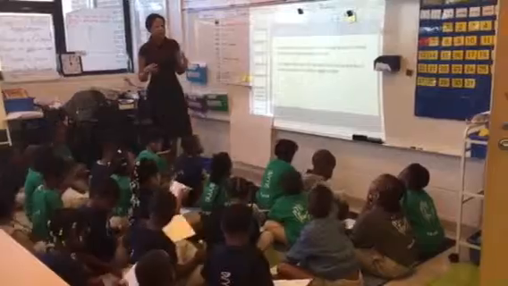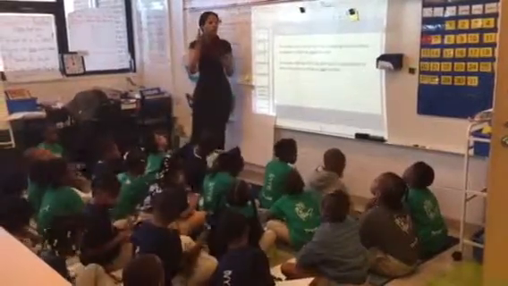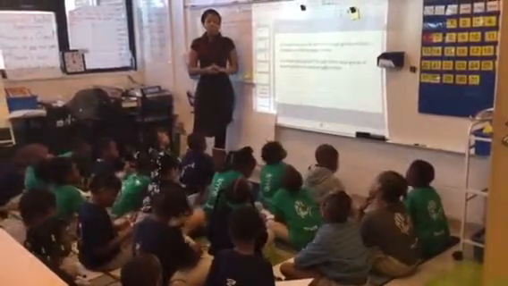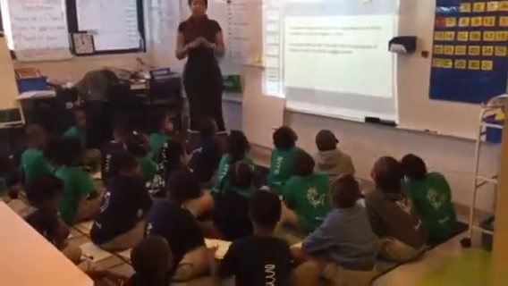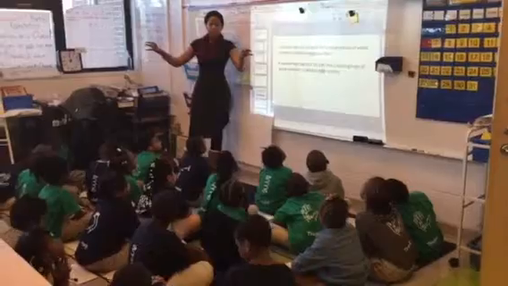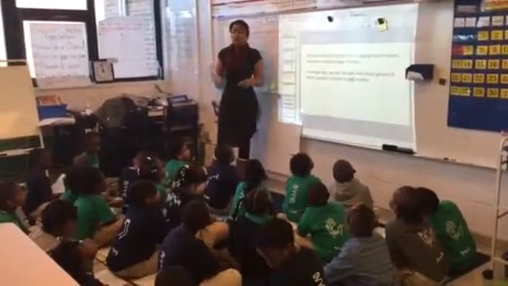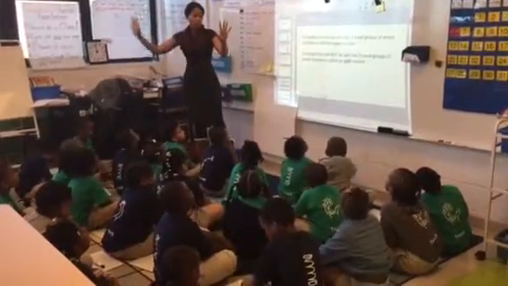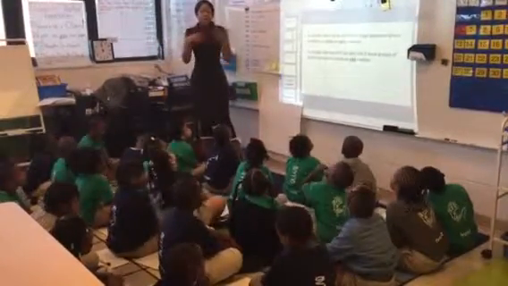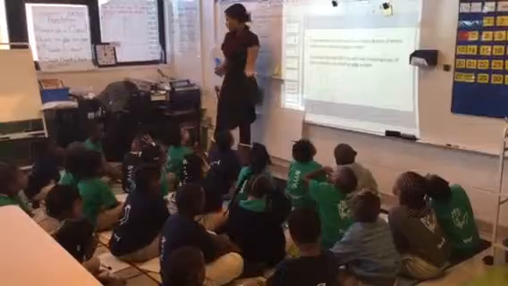A number that can be split into 2 equal groups of whole numbers is called an even number. We already know that, right? When we can split a number into 2 equal parts, it's called an even number. A number that cannot be split into 2 equal groups of whole numbers is an odd number, right? We already said that.